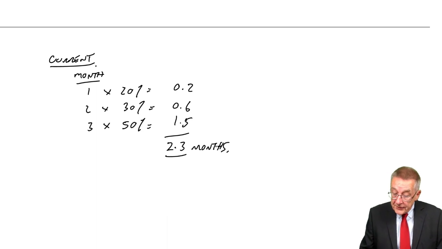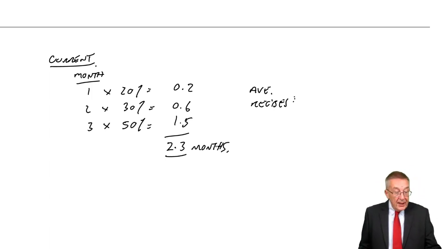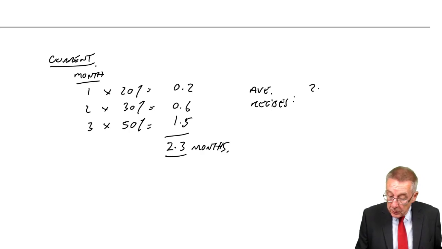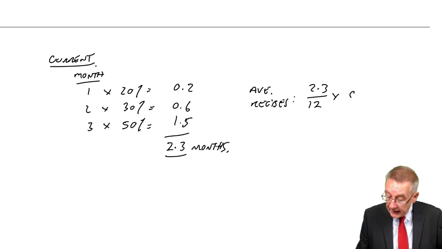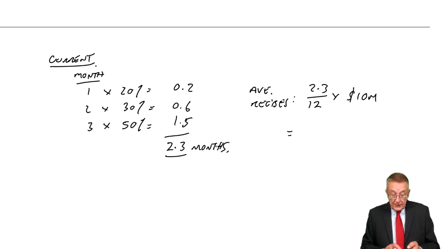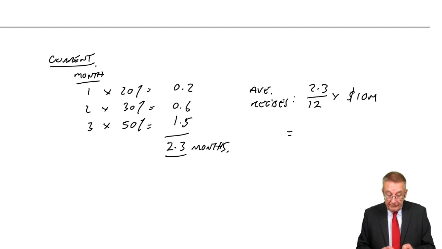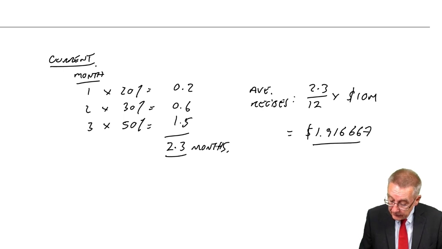And therefore, what are the average receivables? The 12 months in a year. So the period of 2.3 months is 2.3 divided by 12 times the sales over the year of 10 million, which gives me average receivables, 2.3 divided by 12 times 10. I could have chosen nicer figures.